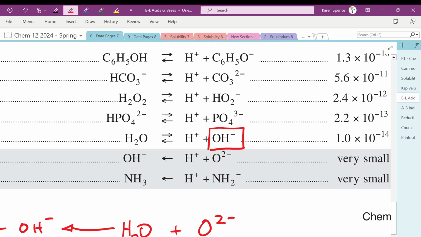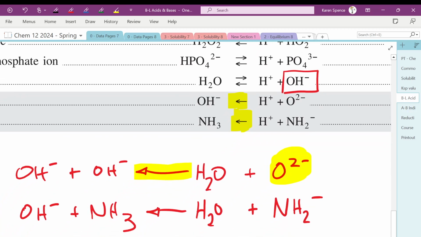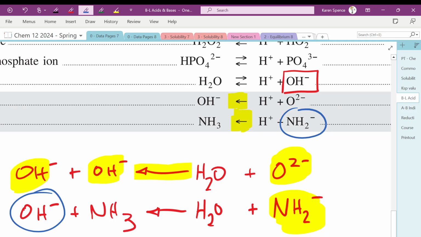So OH- is the strongest base because if you have, for example, O2-, I wrote this yesterday, so I'm not having to write it again. And I've written it going backwards because that's the direction they go on this chart. O2- plus H2O all goes one way, and you end up with OH-. NH2-, which is also a strong base, reacts with water, and we get OH-. So that is the strongest base that can exist in water.